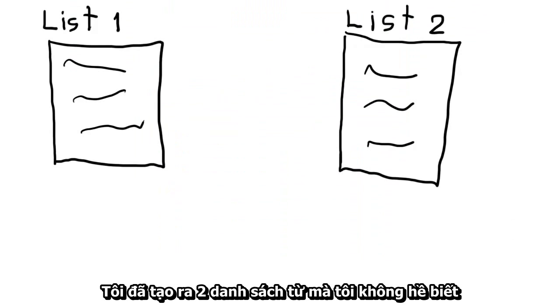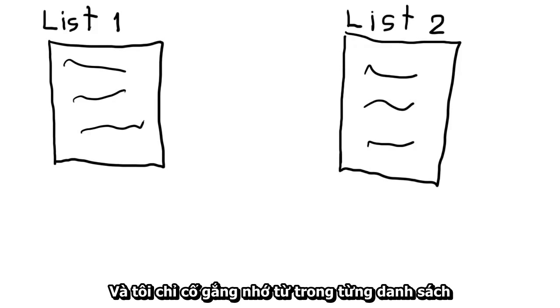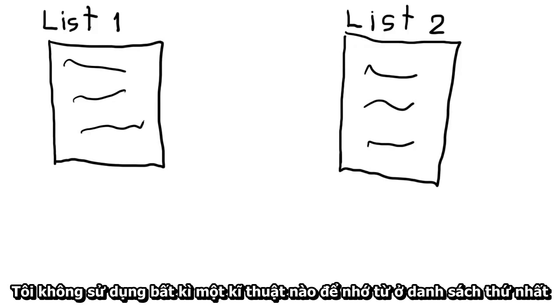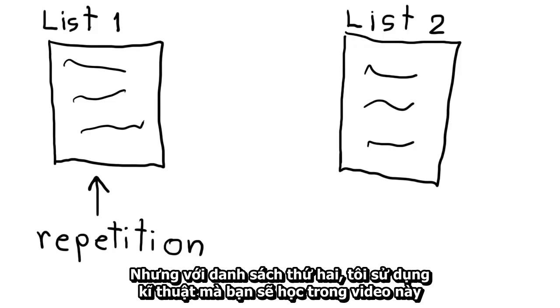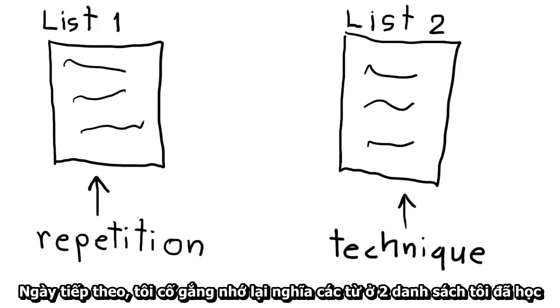I created 2 lists of words that I didn't know, and I just tried to memorize the words in each list. I did not use any technique to memorize the first list, it was just pure repetition. But for the second list, I used the technique that you're about to learn. The next day, I tried to recall the meanings of the words in both lists.